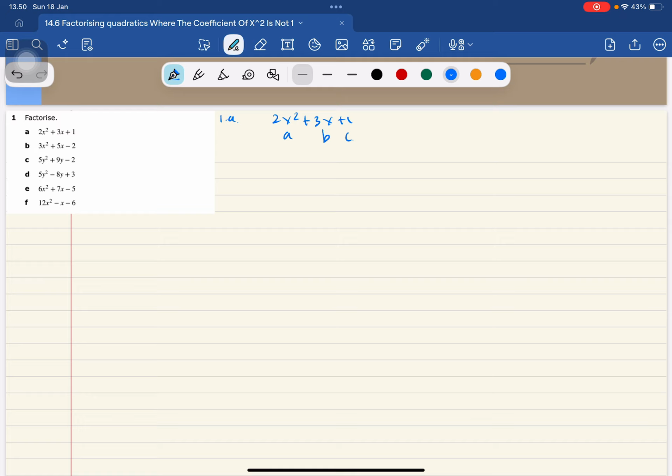To find the two numbers, we need to find the product of AC, so A times C equals 2, and then the sum of B equals 3. Okay, we'll draw the table. This is the trick that you can use. As the A, 2x squared, we'll write it as 2x squared here. And the last is C, 1, so we'll write it 1.